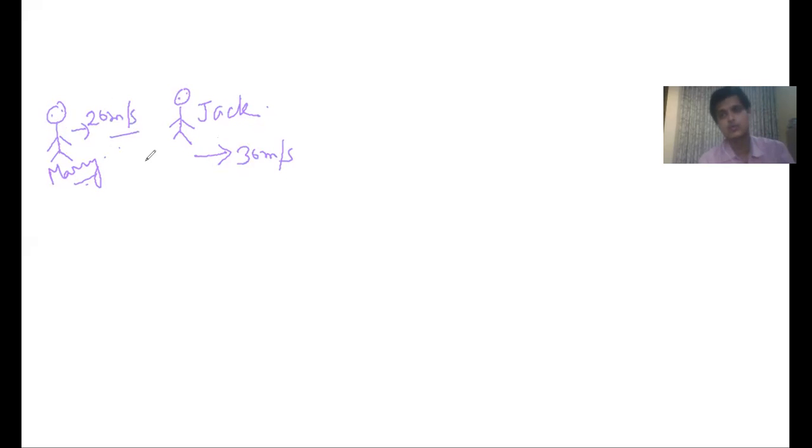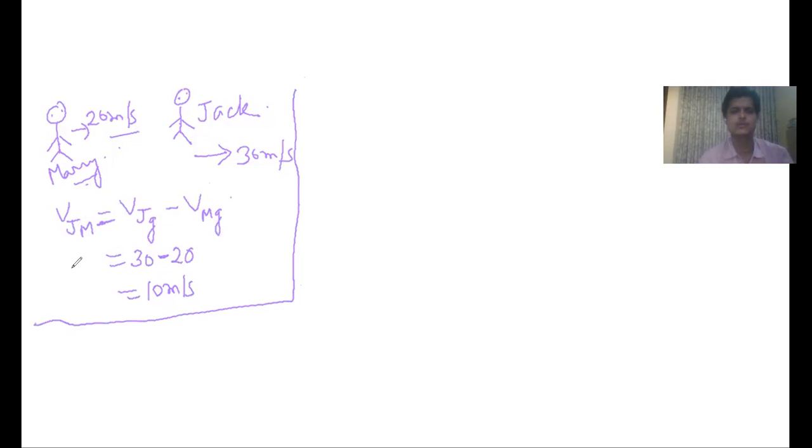And if I need to ask how fast Jack is moving or running with respect to Mary, I can write the velocity of Jack with respect to Mary will be the velocity of Jack with respect to ground, because I have taken the reference as ground, minus the velocity of Mary with respect to ground. This will be 30 minus 20. So I will get 10 meters per second. Okay.